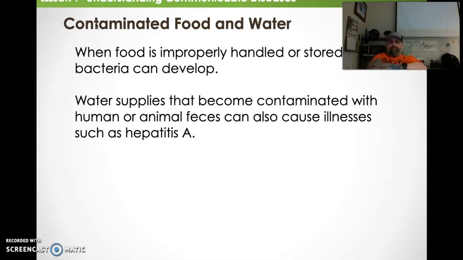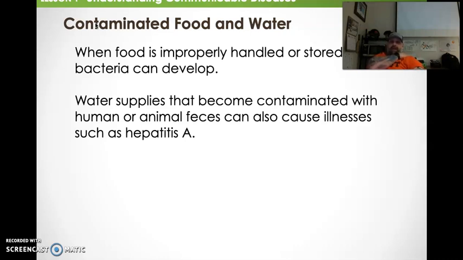Okay, contaminated food, water. When food is improperly handled or stored, harmful bacteria can develop. Okay, we talk about different things that you can get sick from, from what you eat, because it's not prepared correctly. Water supply that comes from contaminated human or animal feces can also carry an illness such as hepatitis A.